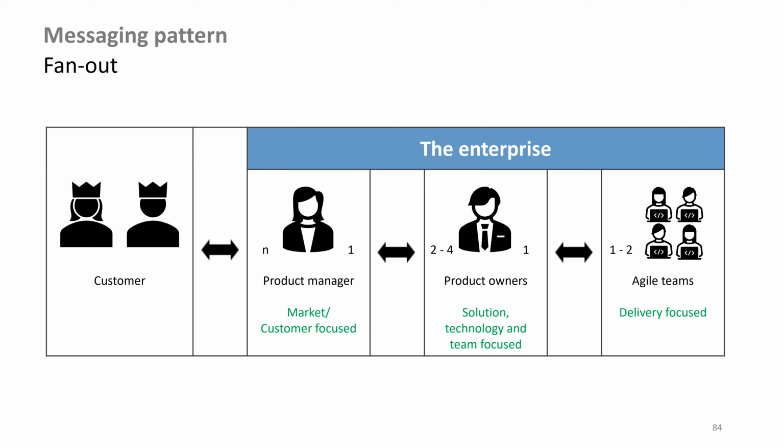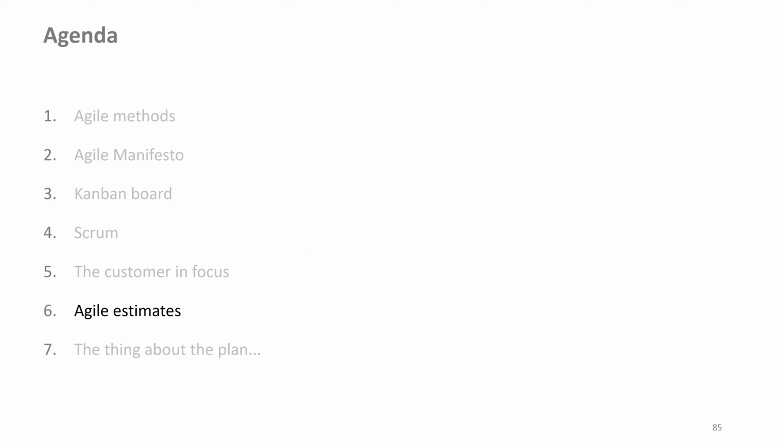Product manager. He or she works with up to 2 to maximum 4 POs and N customers. Product owner. He or she is responsible for 1 to maximum 2 Agile teams. A product owner is assigned to 1 product manager. Agile teams. They have one dedicated PO. And now we will learn something about Agile estimates.